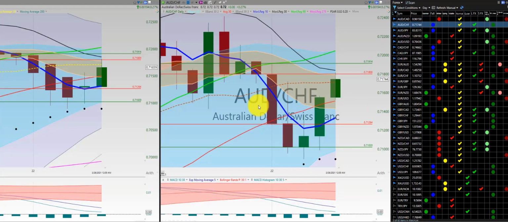Aussie dollar, Swiss franc had an initial trade here for a 1-2-3 punch out, and then I had a 1-2 punch out going in the other direction. So, beautiful trade for Aussie dollar, Swiss franc.